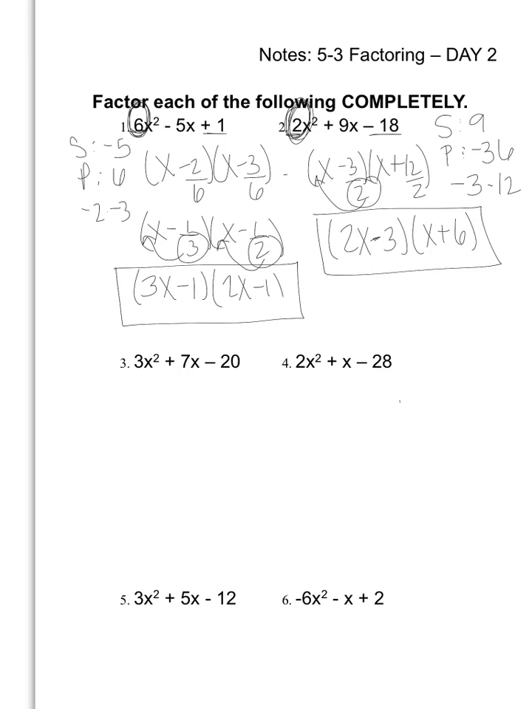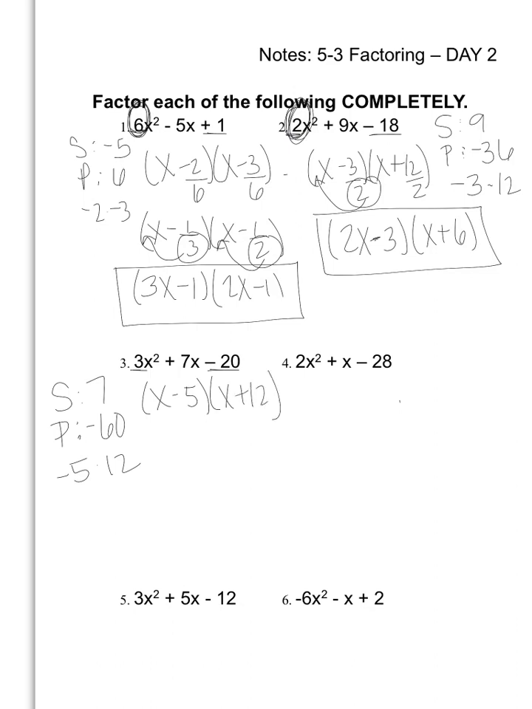Okay, so let's look at 3. So notice they don't have a GCF. So 3 terms. The sum is the middle number, which is 7. The product are the outside, so 3 times a negative 20, you would get negative 60. So we want to add to 7, multiply to negative 60, so we would know one number needs to be negative. So that would be negative 5 and positive 12. If you need to, write out, start with 1, negative 1 times 60, go to 2, go to 3 until you find it. So that would be x minus 5 and x plus 12.